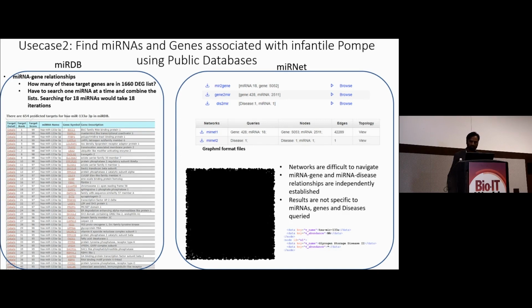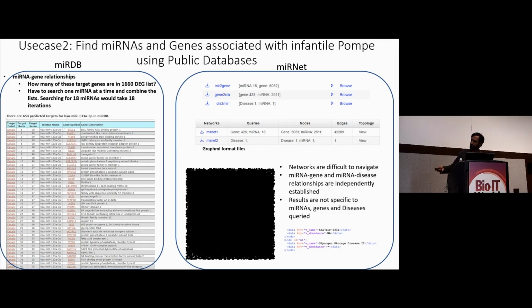So the challenge here is that it doesn't necessarily map to the input set that you're giving. For example, you enter 10 genes, it'll find all microRNAs that associate with those 10 genes, not necessarily the microRNAs that you provided as input. And the same with microRNAs. It'll give you all genes that are associated with those microRNAs, not necessarily the input that you have provided.